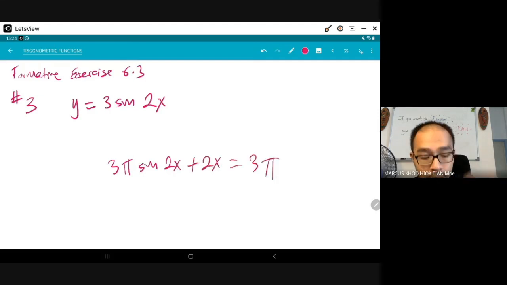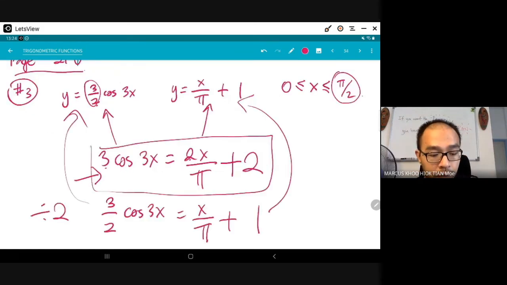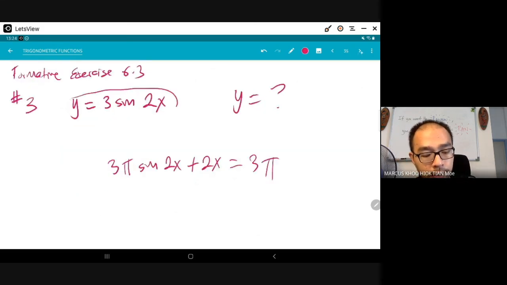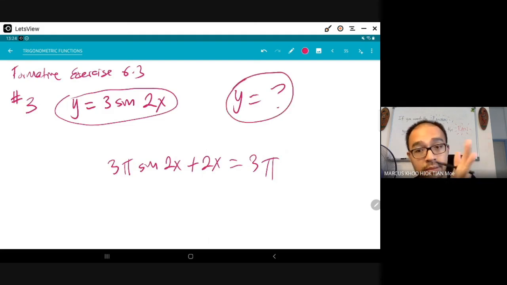Okay, so the question now is, what is my algebraic expression? I don't know what my algebraic expression is. It's the same as this just now. They give you this, and then they give you this one, but you have to convert it so that it becomes like that. They've given you the trigonometric function and the combined equation. But how do I find the right hand side?